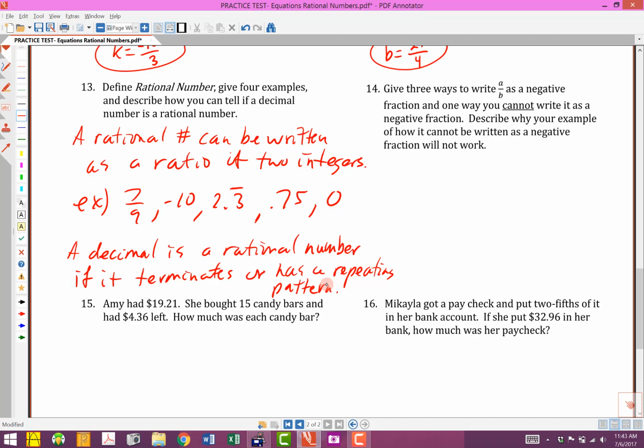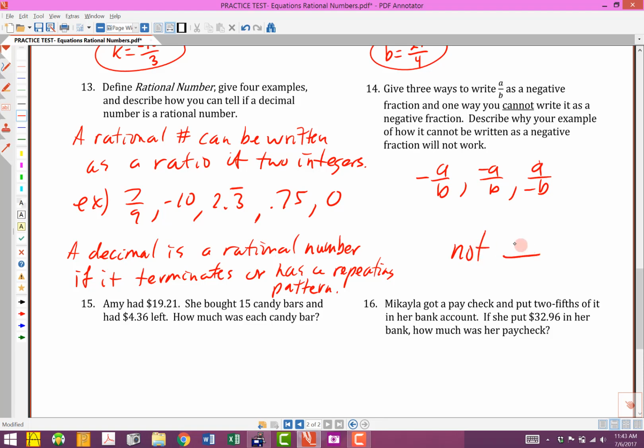Give 3 ways to write a over b as a negative fraction, and one way you cannot write it as a negative fraction. So we've talked about this a couple times. When we write a negative fraction, we can write the negative out front. We can write it on the top. We can write it on the bottom. So those are the 3 ways that are okay to write a negative fraction.